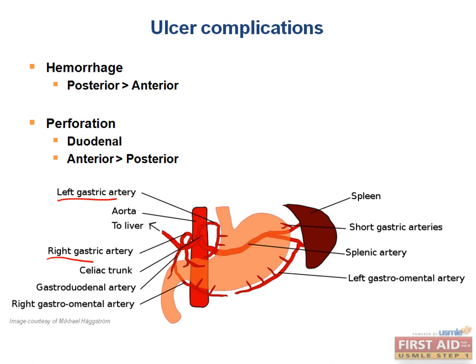An ulcer on the posterior wall of the duodenum would cause bleeding from the gastroduodenal artery, which you can see here. You can see why this makes sense. If you have an ulcer here, you're going to affect these two arteries. If you have an ulcer here, though, you're going to affect the gastroduodenal artery.